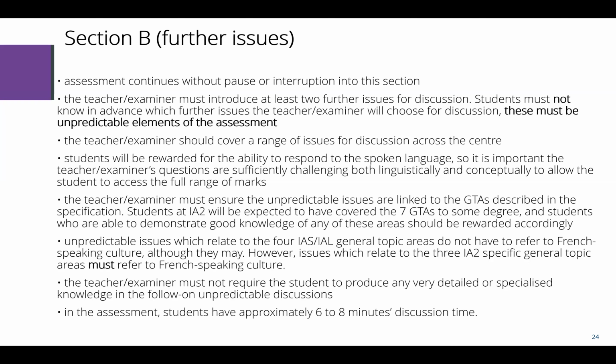If you've got a weaker candidate, you might find that you need to embrace 3 or 4 topics. But if we're talking about the more able ones, then 2 topics, 2 issues for discussion would actually be enough. But you need to make sure that, if it's 6 to 8 minutes, you haven't got 6 minutes for the first one and only 2 for the second one.